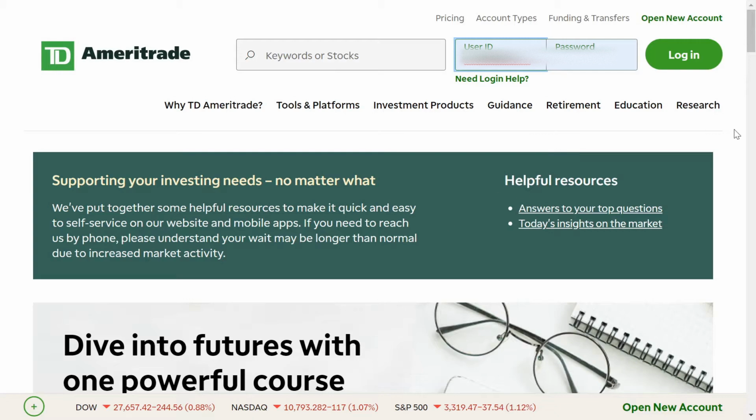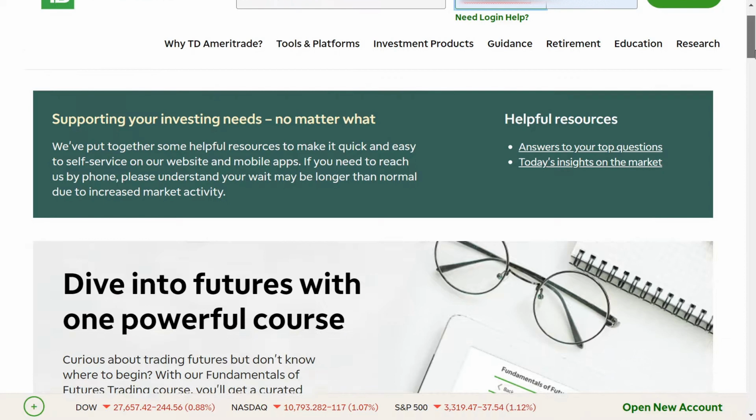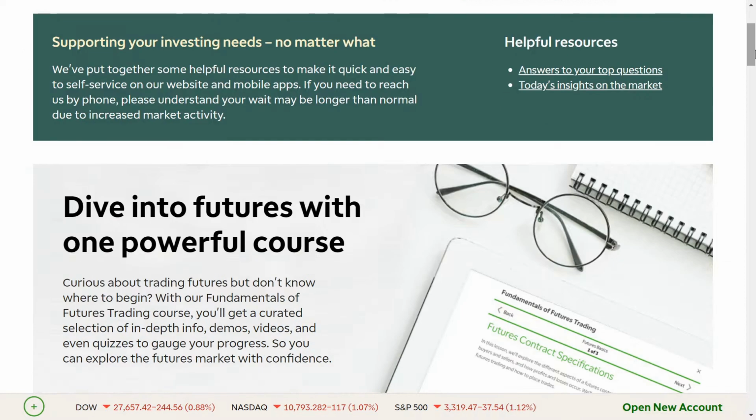I'm going to cover a little bit here into different brokers I'd recommend, but essentially, TD Ameritrade is one of the better ones out there.